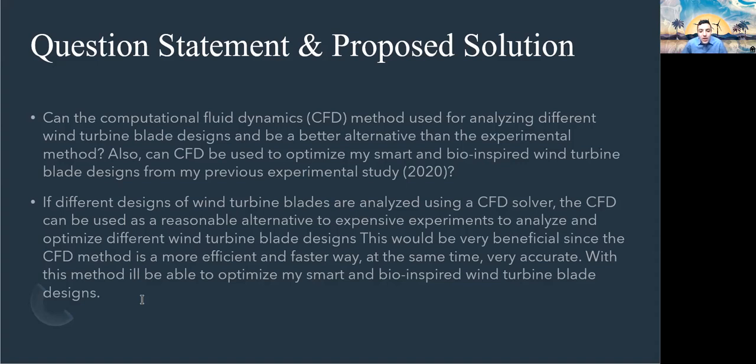So this is my proposed solution. If different designs of wind turbine blades are analyzed using a CFD, the CFD can be a better alternative to more expensive and time-consuming experiments or studies. And also, this would be very beneficial since the CFD method is more efficient and it's just a faster way. Also, it's about the same accuracy.